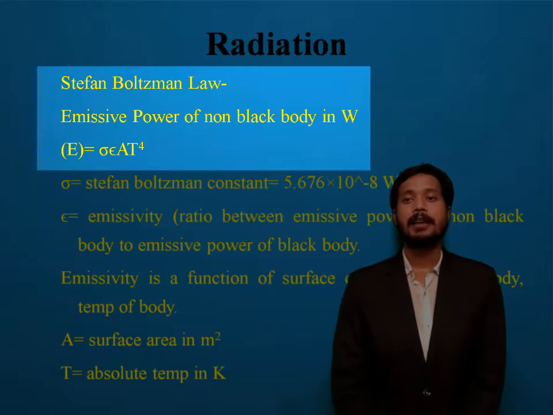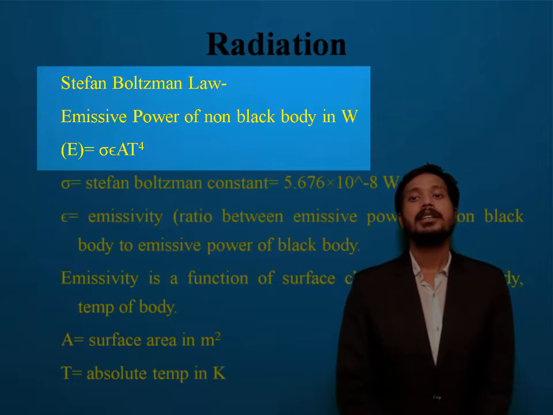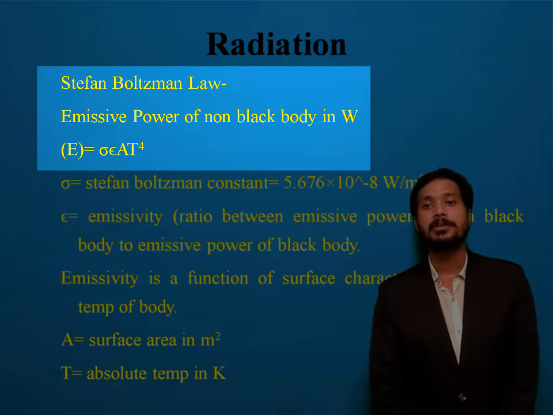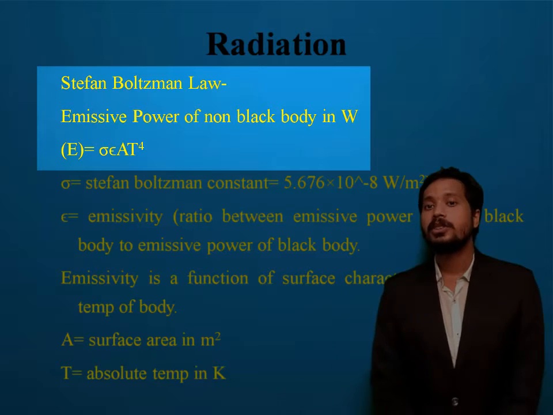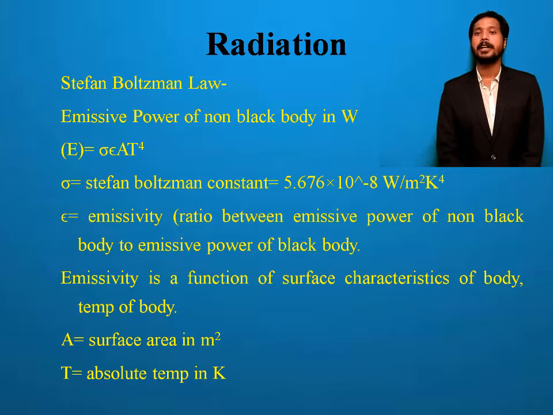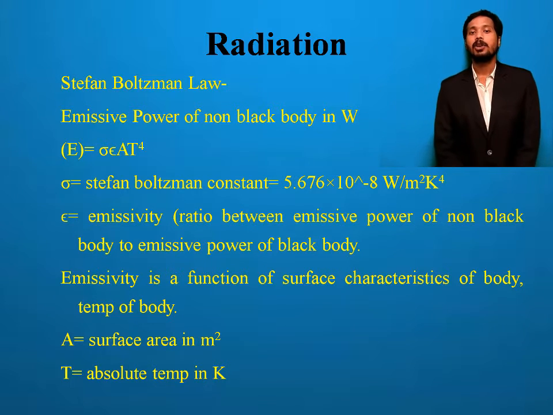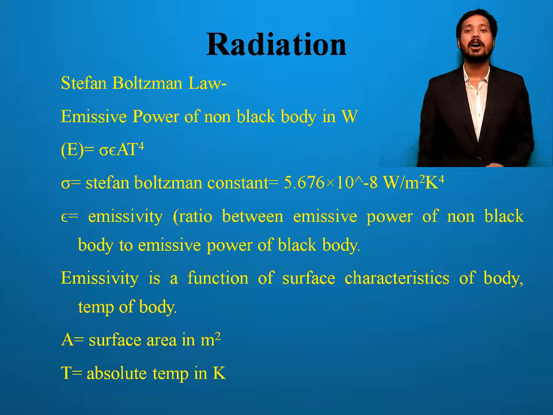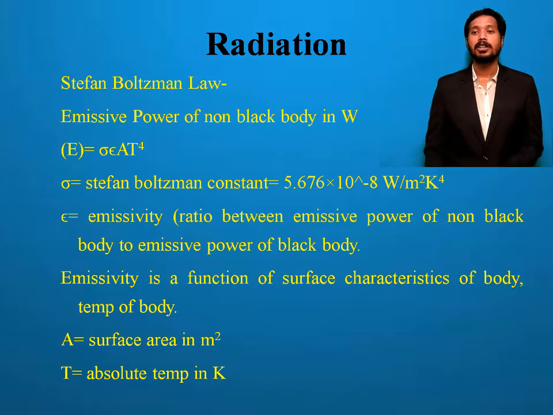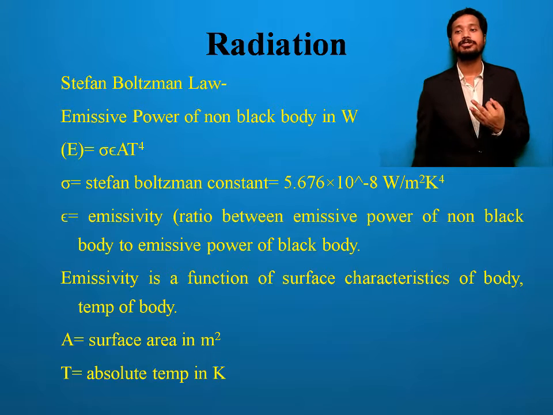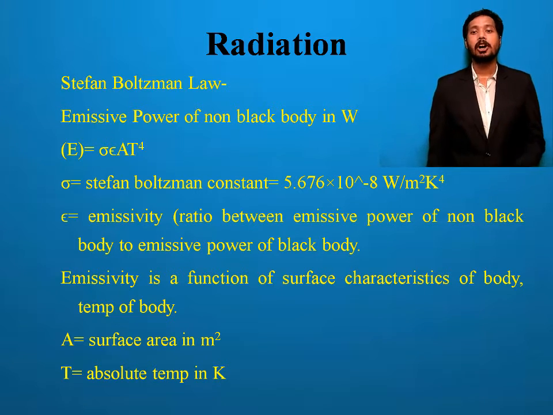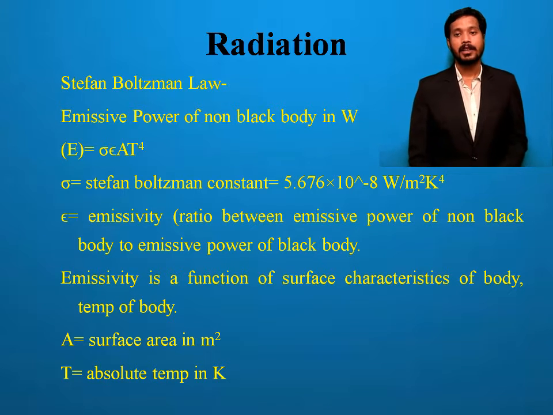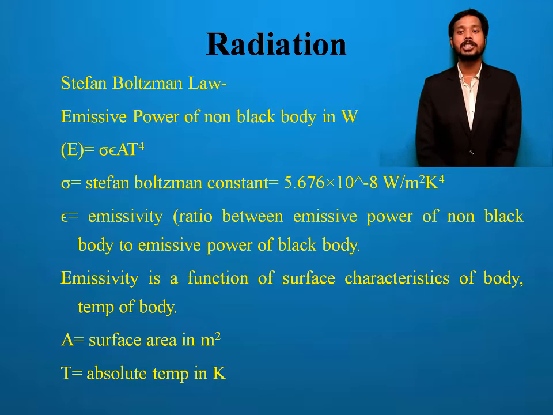Now we will discuss the emissive power of a non-black body. So here the formula is E equals sigma into epsilon into A into T power 4. Here sigma is the Stefan-Boltzmann constant, 5.676 into 10 power minus 8 watt per meter square Kelvin power 4. Epsilon is the emissivity. So what is this emissivity? Emissivity is the ratio between emissive power of a non-black body to emissive power of a black body. Emissivity is a function of surface characteristics or temperature of the body. What is A? A is the surface area. What is T? T is the absolute temperature in Kelvin.